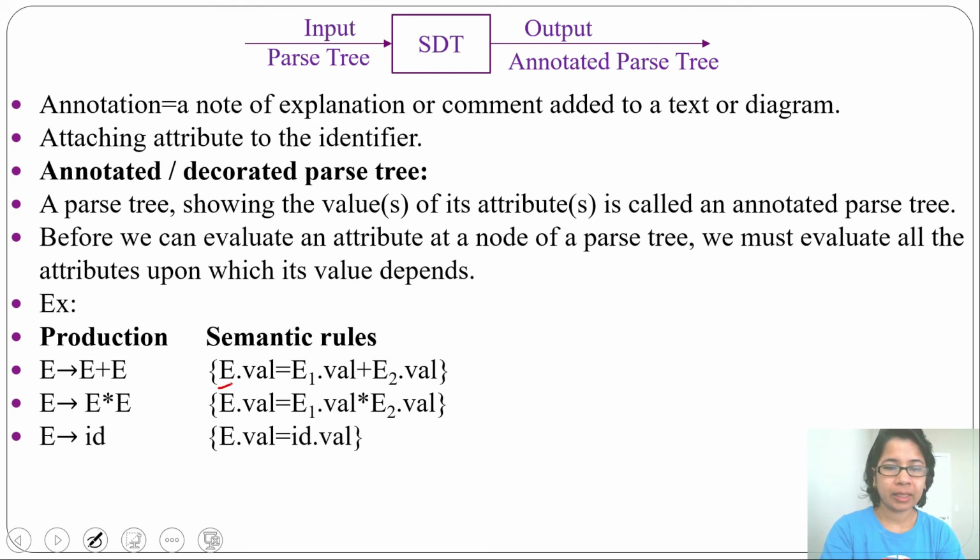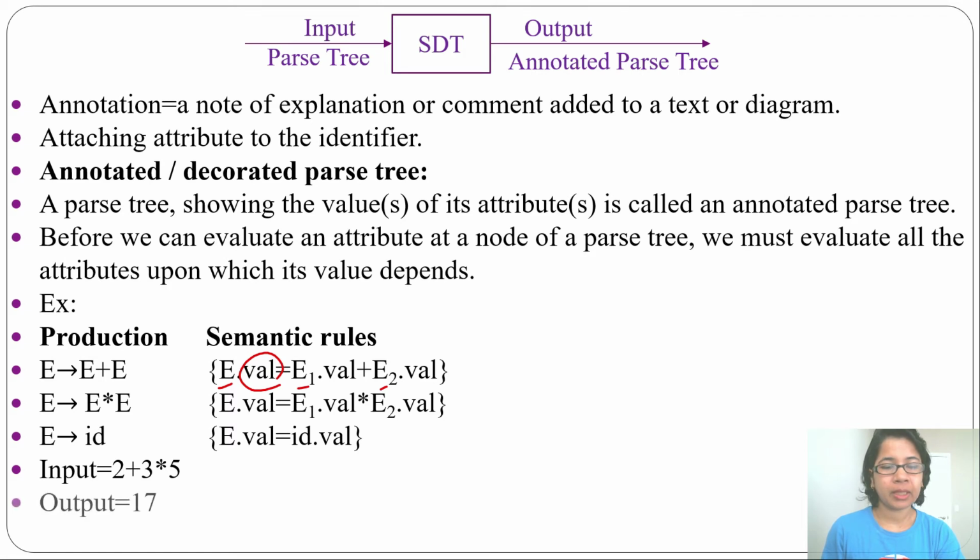So this E, E1, E2 are the grammar symbols, whereas this val is an attribute. Then you are taking one input, 2 plus 3 multiplication 5. So what should be the output? 3 multiplied by 5 will be 15. 15 plus 2 should be 17.